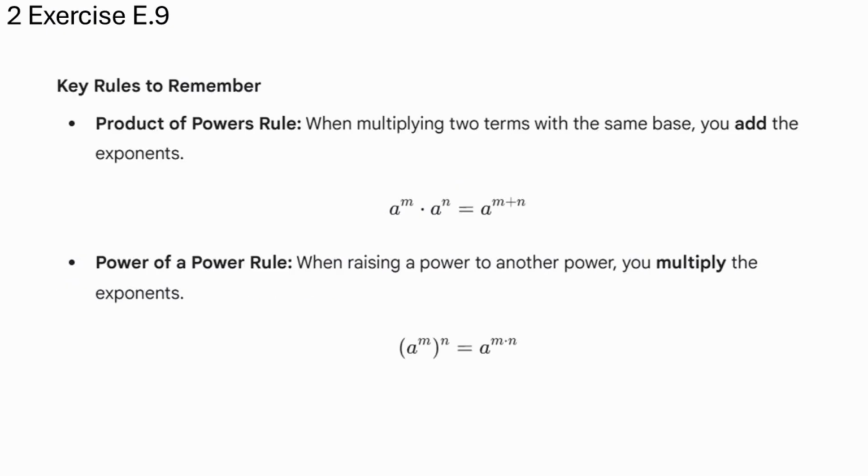Key rules to remember: product of powers rule. When multiplying two terms with the same base, you add the exponents. Power of a power rule. When raising a power to another power, you multiply the exponents.